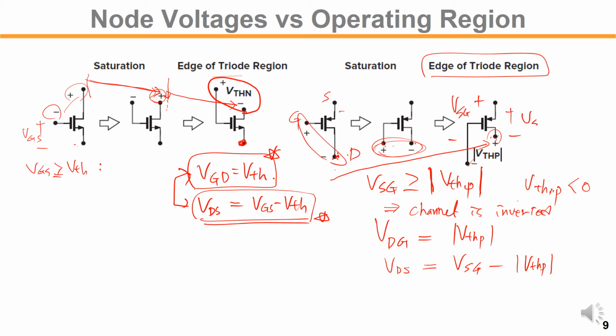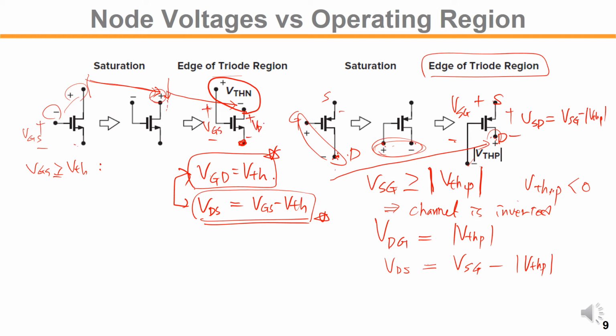So VSD, this is source and bottom is drain. VSD approaches what? VSG minus VTHP. So this is the voltage relationship between terminals. We are getting this kind of a voltage relationship. On the MOS as well, we have a VGS between gate and source.